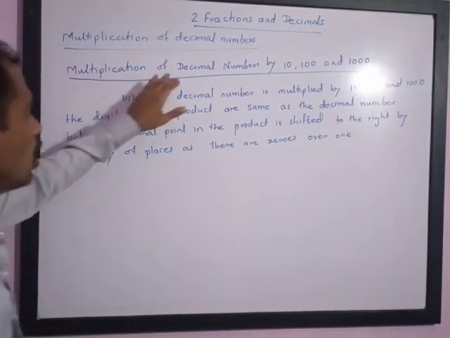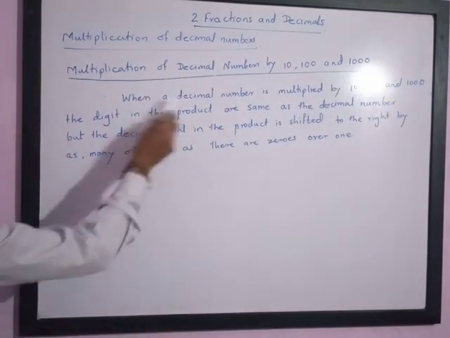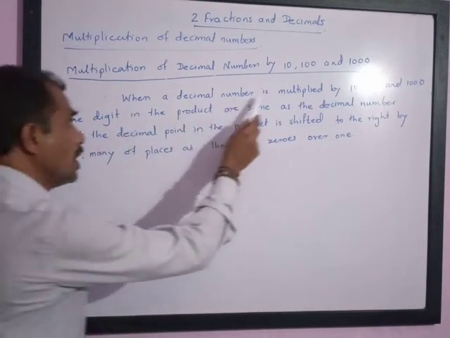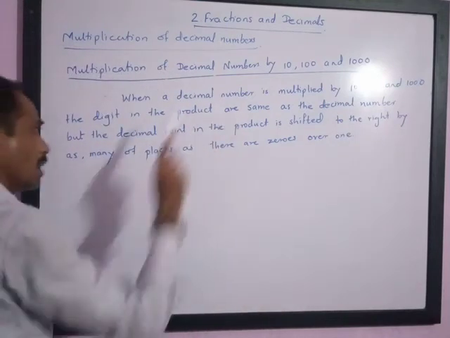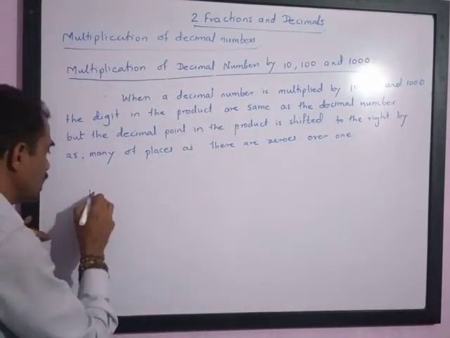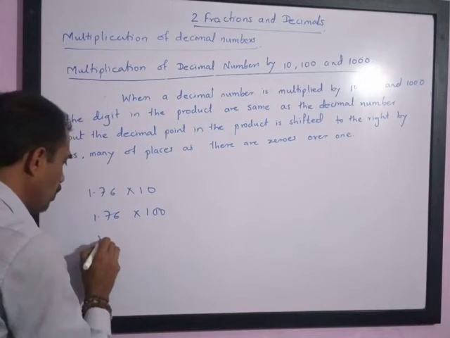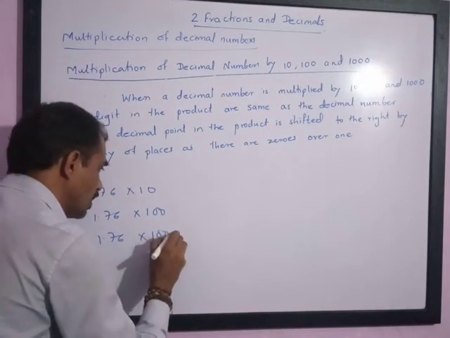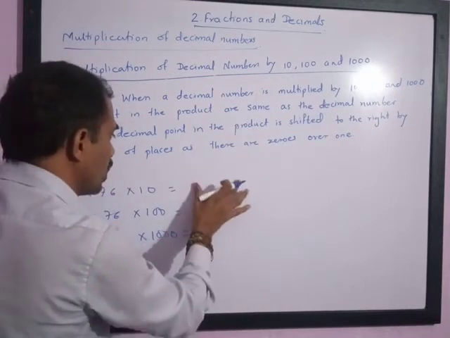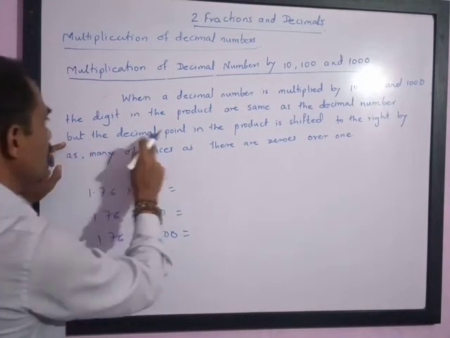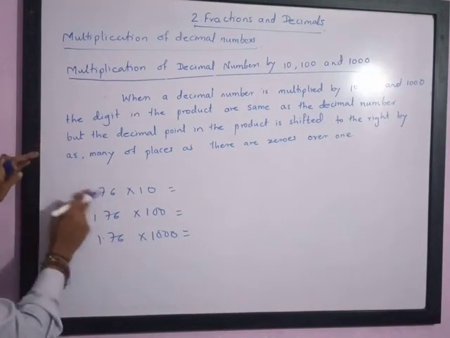Next is multiplication of a decimal number by 10, 100 or 1000. Understand the rule: when a decimal number is multiplied by 10, 100 or 1000, the digits in the product are the same. If it is 1.76 multiplied by 10, 1.76 multiplied by 100, 1.76 multiplied by 1000, then the digits in the product will be the same. Only the decimal point in the product is shifted to the right side.